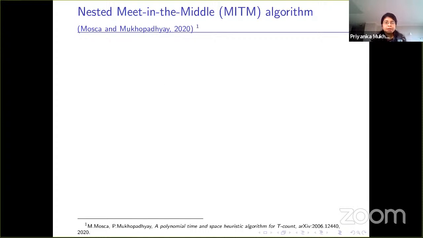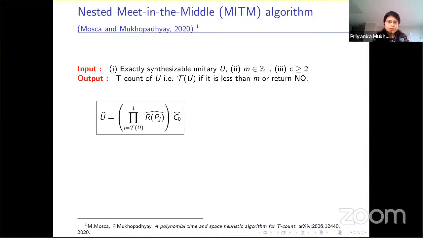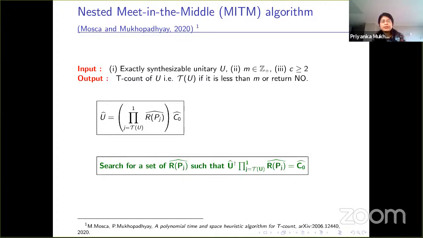Okay, so now I'll describe a nested meet-in-the-middle algorithm, which has been developed by me and Mosca. The input of this algorithm is an exactly synthesizable unitary and integers m and c, which give the level of nesting that we would want in our algorithm. The output is the T count of U if it is less than m, or we return no. The intuition behind this algorithm is that the channel representation of U can be written as the product of the channel representations of RPs and the channel representation of C0. So we can search for these channel representations of RPs such that this condition is satisfied.